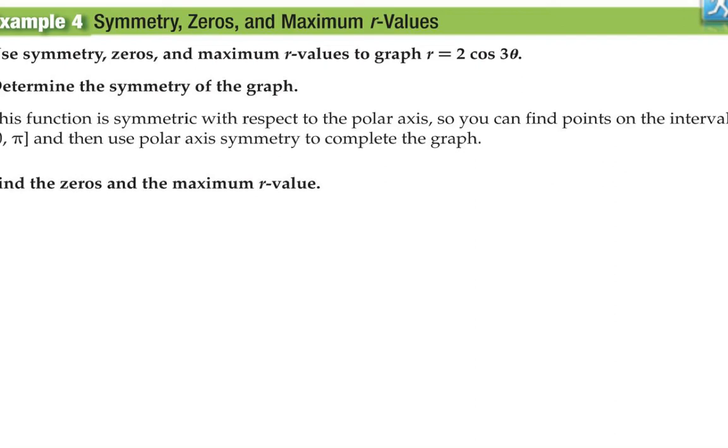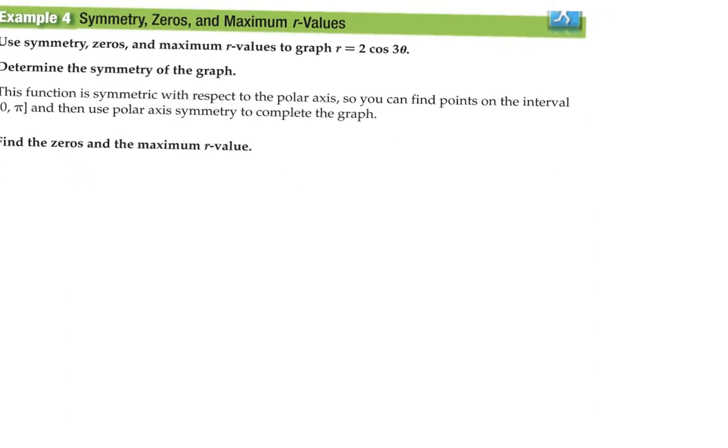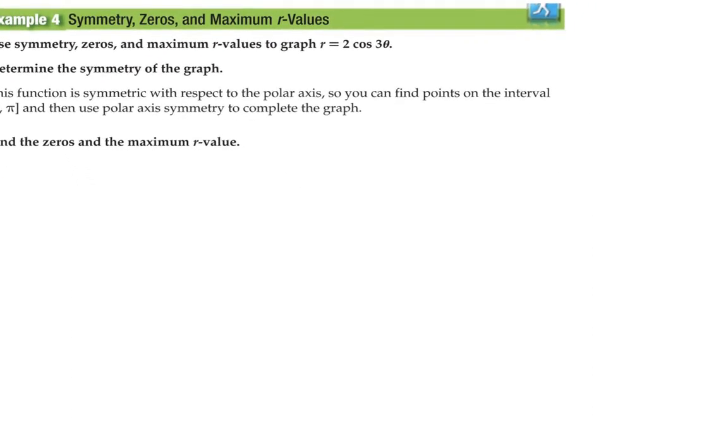All right, so now what we're going to be looking at is symmetry, zeros, and then maximum R values, the maximum radius values. So the first thing we need to do is determine the symmetry of the graph. I'm going to make this a little smaller. And the symmetry of that graph, since it's a cosine, is symmetric with respect to the polar axis, which we see from 0 to pi.